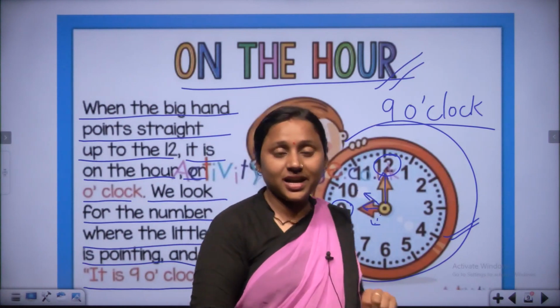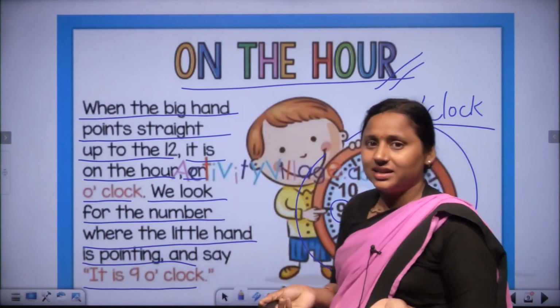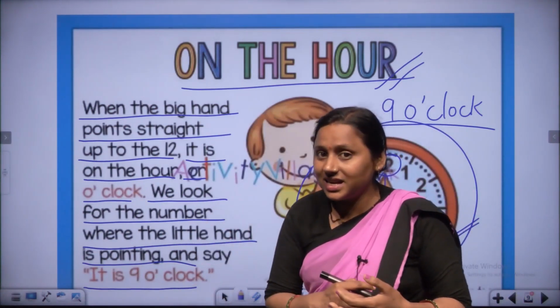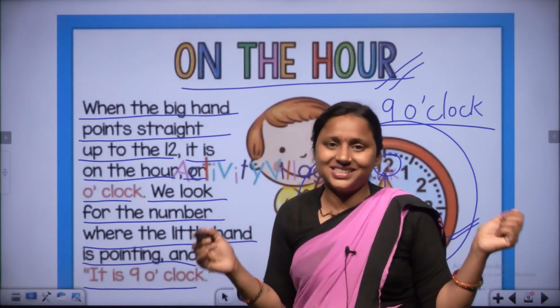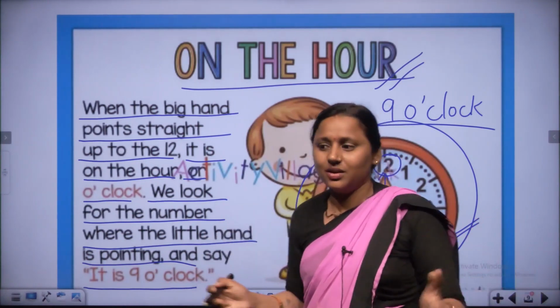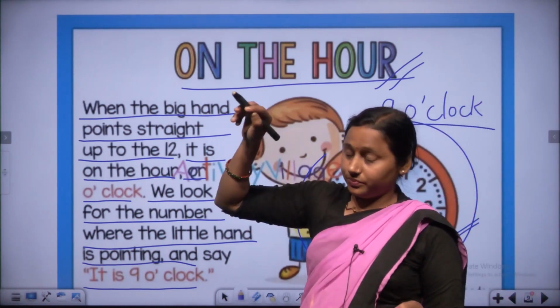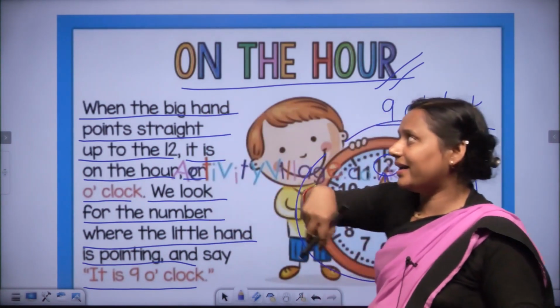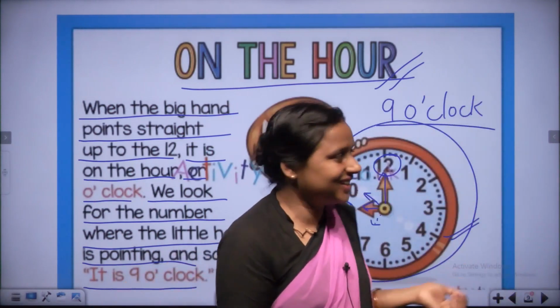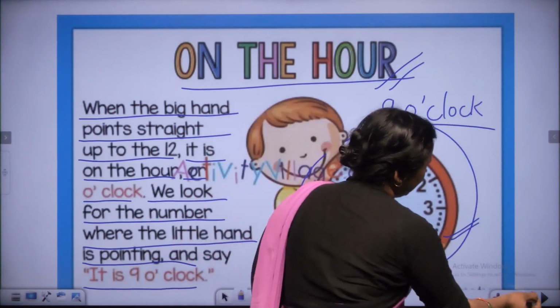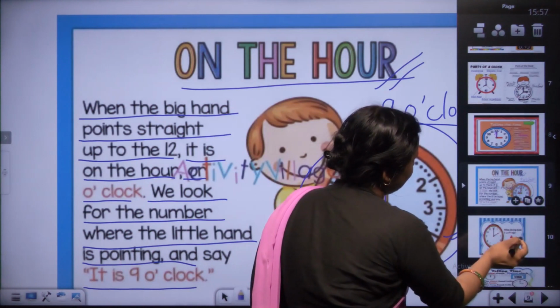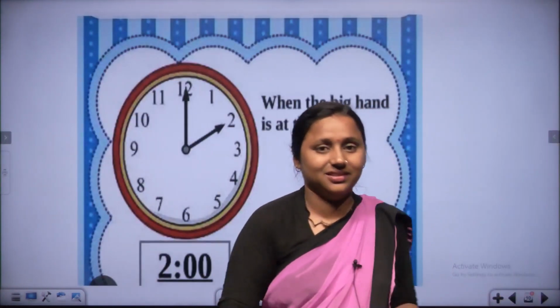All of you understand how to read a clock? Reading a clock, telling the time, children. Yes, this is such an interesting chapter. Okay, all of you look at the clock in your home and tell me the time, children. Okay, it is so interesting and all of you understand. Okay.